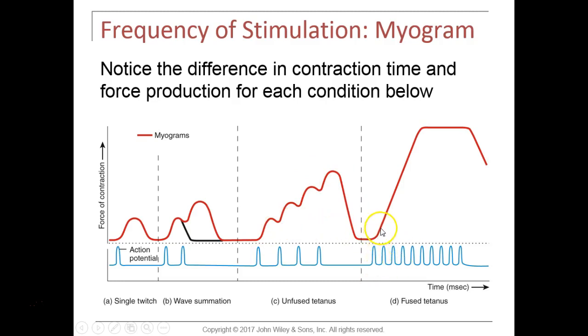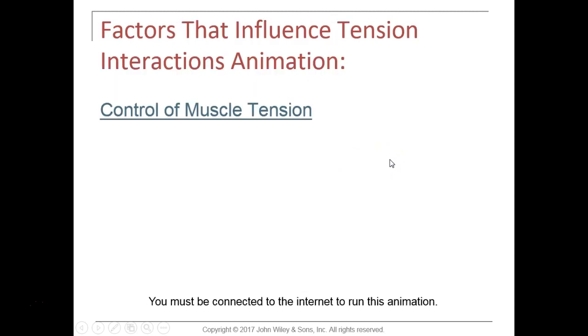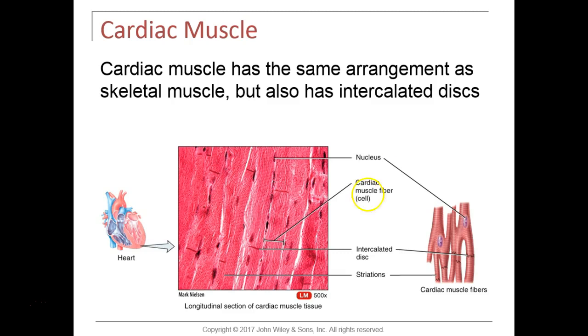Now, if we have a very super fast firing of our neurons, we can contract all the way with no relaxation whatsoever. That's called complete tetany or fused tetany. So this is like a major Charlie horse. When we get Charlie horses in our leg, that's your muscle contracting without relaxing. It can be between unfused and fused tetany, or Charlie horse. Luckily, our heart does not do that because we would not be pumping blood.